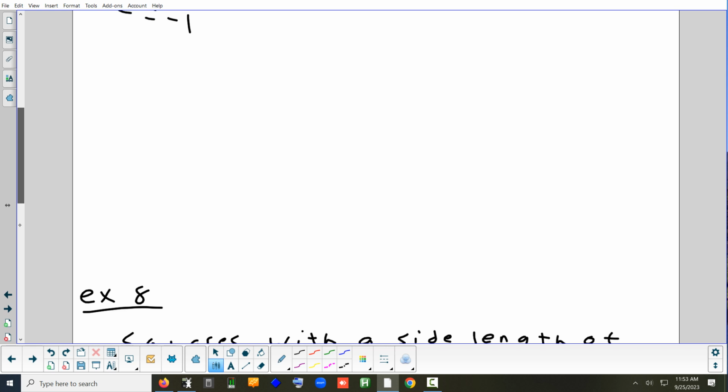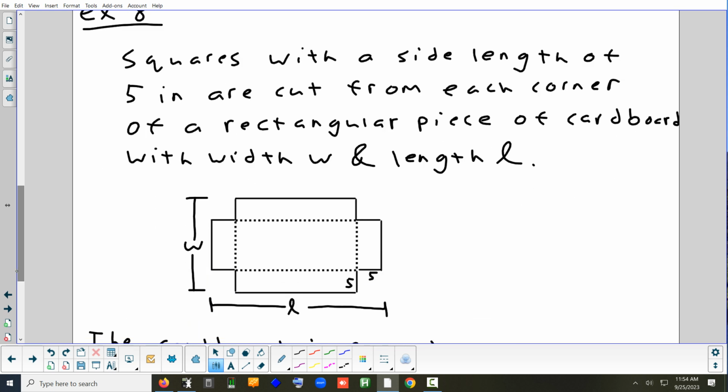Okay, so last question. This one says that we have squares that are being cut out of the corners of a rectangular shape, and we're basically going to fold the sides up on those dotted lines to make like a little tray with 4 sides. The original length and width of the piece of cardboard that we're making this tray from, I'm just calling L and W.